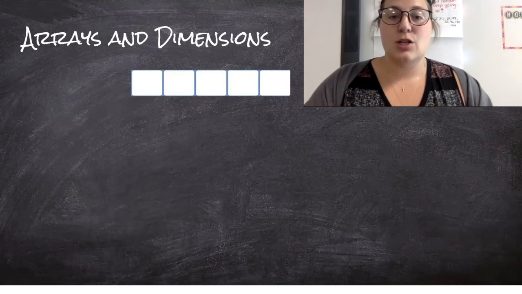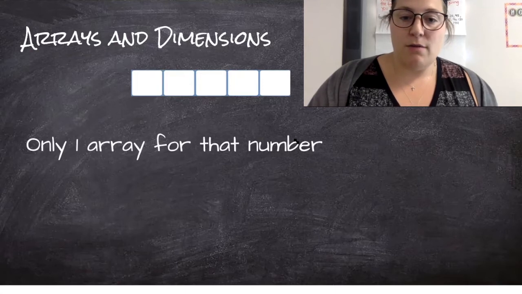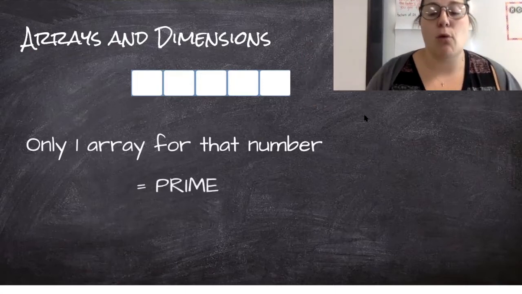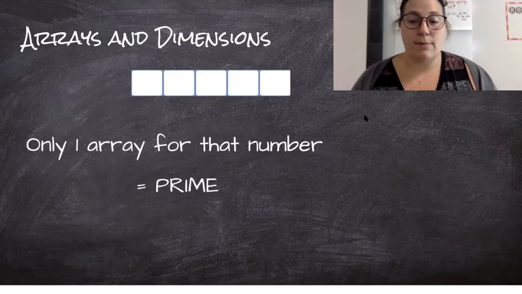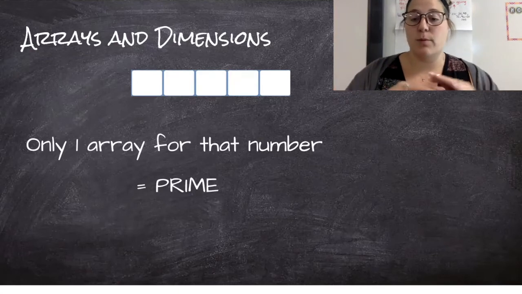That's it. So when we have something like that, when we only have one array possible for our number, that is called a prime number. Prime numbers only will have one array, one set of dimensions. 1 times itself will be the only thing that will.